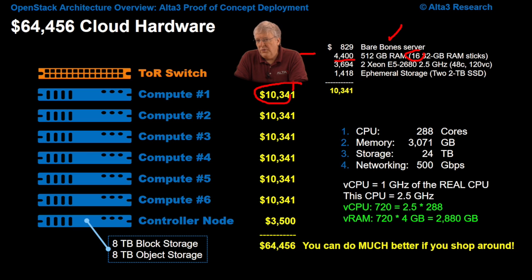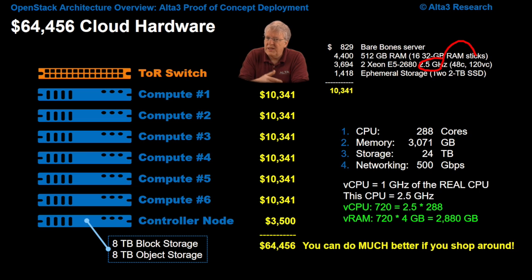So we add, for $4,400, 512 gig of RAM, or a half a terabyte of RAM. $3,694 to buy 2 Xeon E5-2680 processors running at 2.5 gigahertz. That will appear to the operating system, because of hyperthreading, as 48 cores. I use a multiplier of that 2.5 so that I can create 120 virtual cores. That way I can say a virtual core is guaranteed to deliver at least 1 gigahertz of processing if all the cores are running flat out.